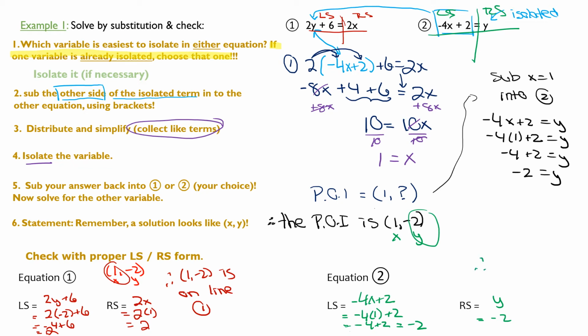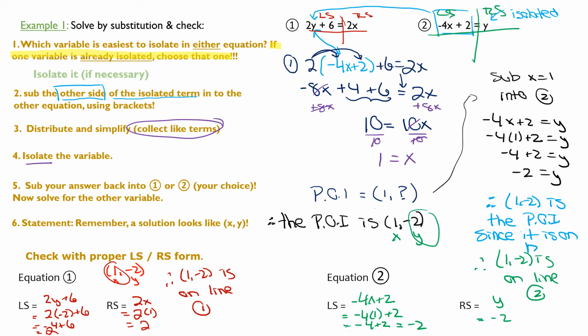So that means, therefore, (1, -2) is on line 2. So the only conclusion we can draw, if we have one point, one coordinate, and it's on 2 different lines, is that it must be the point of intersection. Therefore, (1, -2) is the point of intersection since it is on both lines. That makes it the point of intersection.